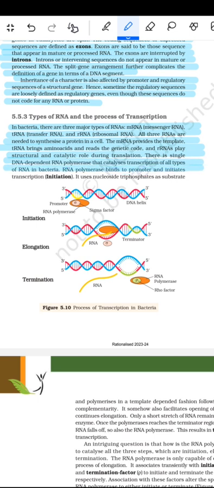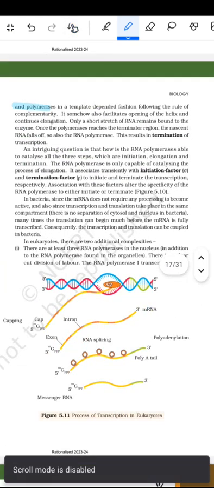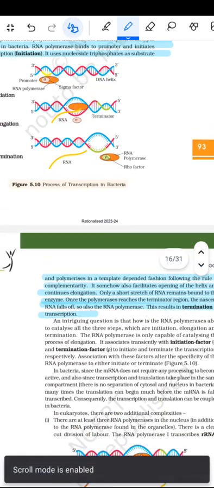RNA polymerase binds to the promoter and initiates the transcription, called initiation. It uses nucleoside triphosphates as the substrate and polymerizes in a template-dependent fashion following the rule of the complementarity. It somehow also facilitates the opening of the helix and continuous elongation. Only a short stretch of the RNA remains bound to the enzyme. Once the polymerase reaches the terminator region, the nascent RNA falls off, and so does the RNA polymerase. This results in the termination of the transcription.